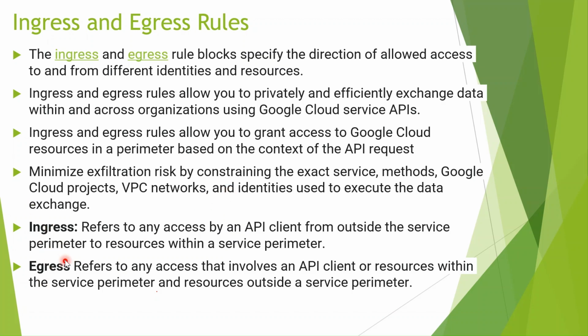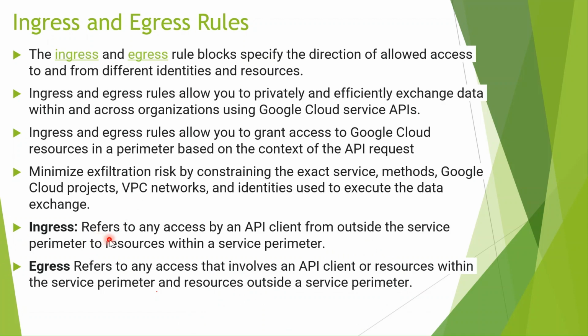It is basically two types. Ingress refers to any access by any API client from outside a service perimeter to a resource within a service perimeter. Suppose you have protected a project and now you want someone from a different project to access your resources, so you can create an ingress rule. And egress, if you want any resource in the perimeter to access or talk to some resource outside the perimeter, you can use egress rules.